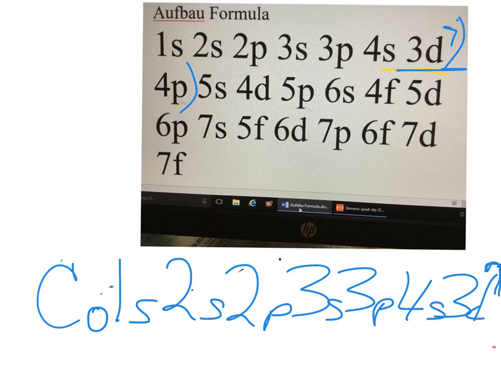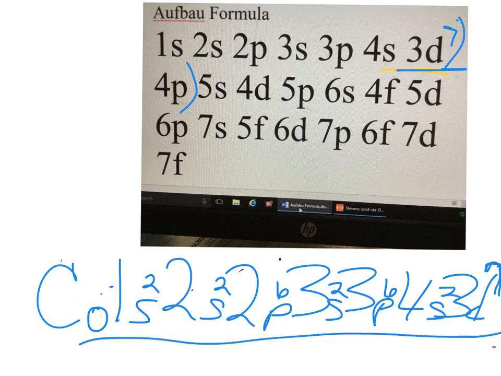What do I do to 1s? Yep, you're going to have a little 2. So 1s2 and then 2s2, 2p6, 3s2, 3p6, 4s2. And that's it. This whole thing is your electron configuration. Okay? That's it. You're just going to basically follow the formula.